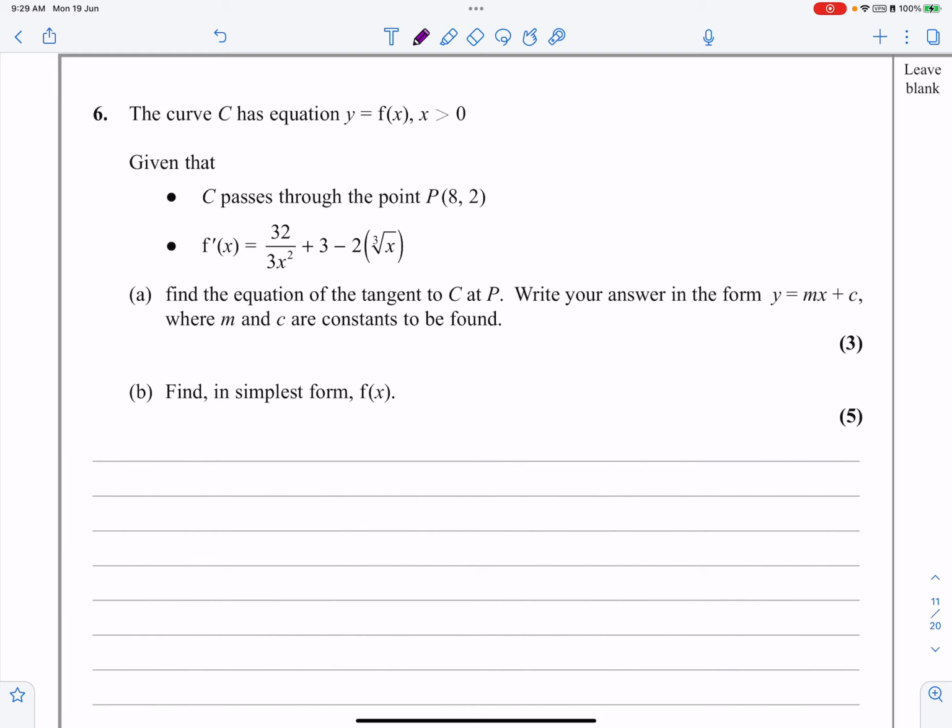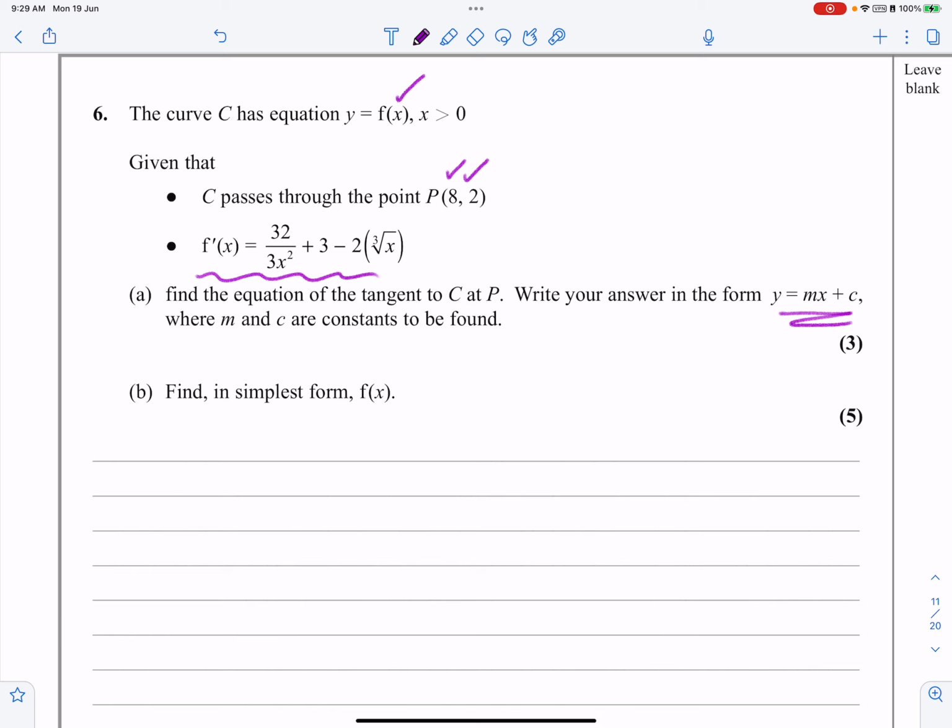So it tells me I've got this curve y equals f(x). It tells me that it passes through the point (8, 2), and it gives me f'(x), the gradient function, the differential. And then it asks, can we find the equation of the tangent, and can we write the answer in the form y equals mx plus c?